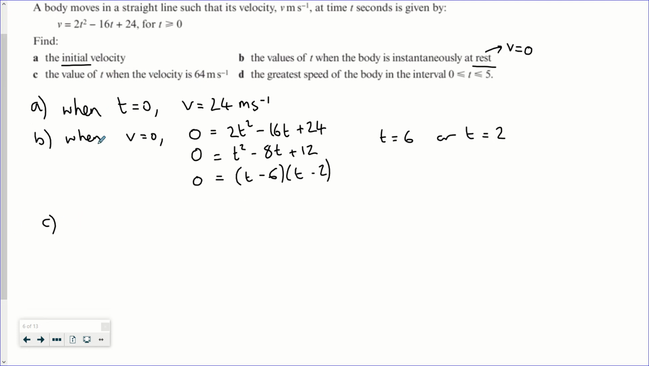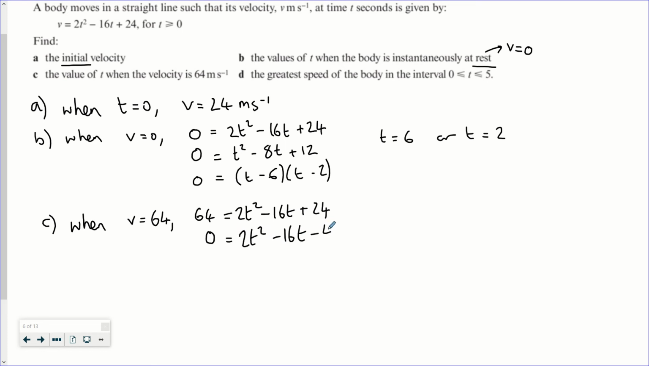In part C, we're asked to find the value of t when the velocity is equal to 64. So this is a straightforward solving an equation. What happens when v equals 64? So let's solve that. When v equals 64, we're going to have 64 equals 2t squared minus 16t plus 24. And this is a quadratic equation. Let's make it look like a quadratic. Let's take away 64 from both sides to get 2t squared minus 16t minus 40.